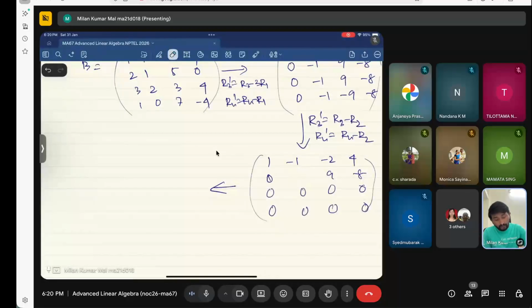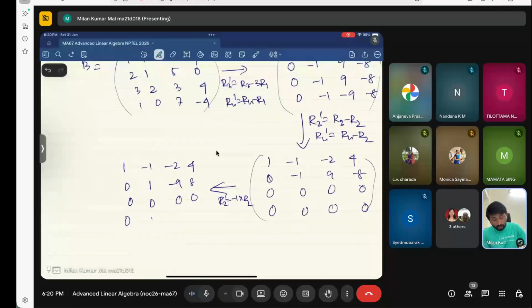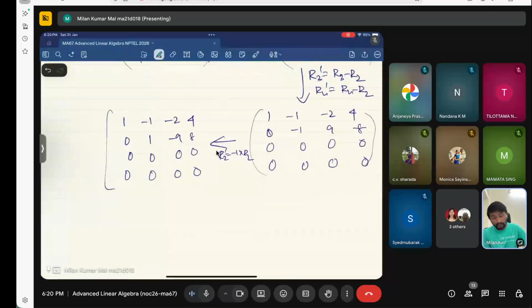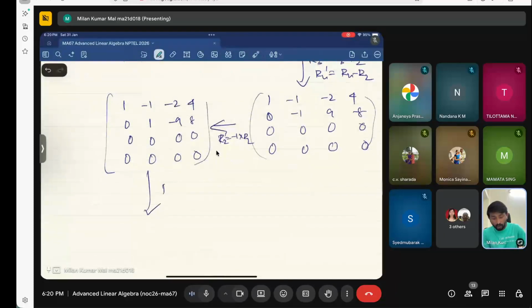Let me write it step by step, not in a hurry. So minus 1, minus 2, 4, 0, 1, minus 9, 8. Basically what I have done is R2 dash equals minus 1 times R2. Now I have to make this entry 0. How can one do that? We can do the addition, R1 dash equals R1 plus R2.